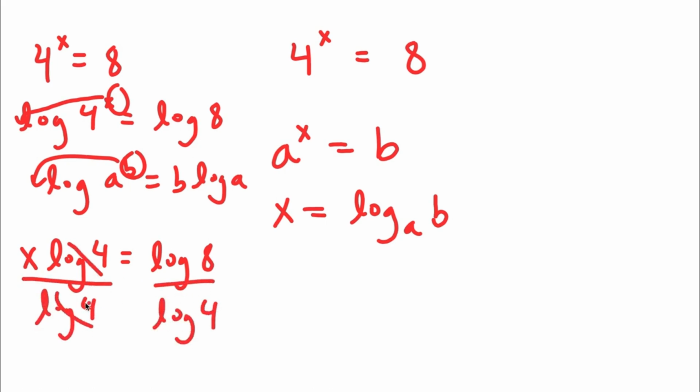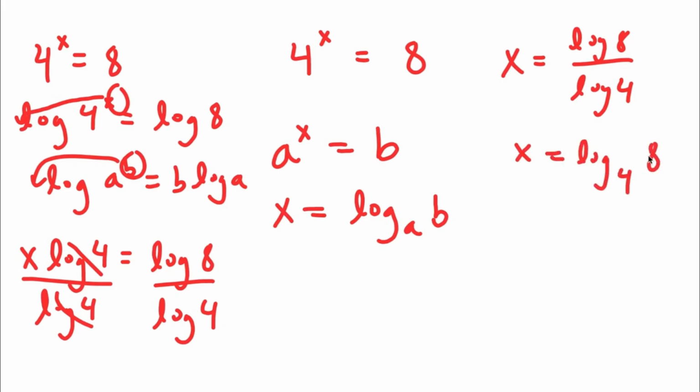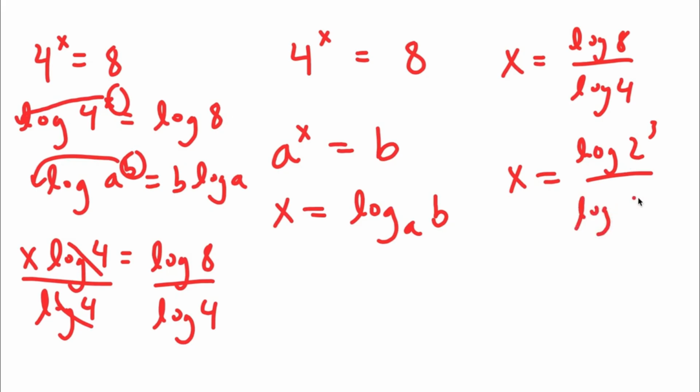Now if I divide both sides by log 4, I'll have x is equal to log 8 over log 4, which can be written as log base 4 of 8. So now that I have log base 4 of 8, I'm going to actually instead use this form, so log 8 over log 4. And log 8, that's simply equal to log 2 to the power of 3. Log 4, this is equal to log 2 to the power of 2.